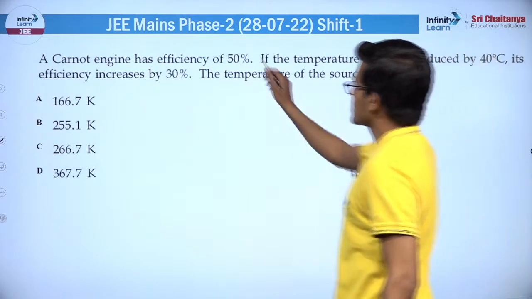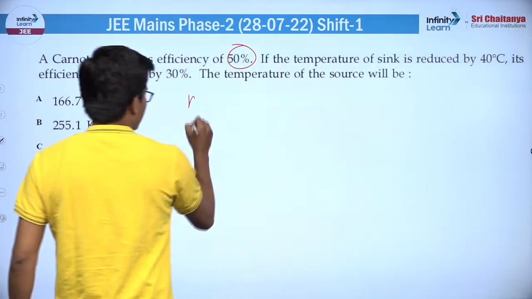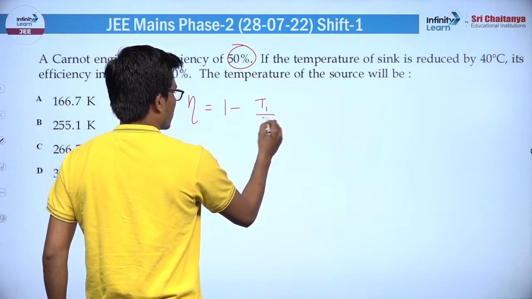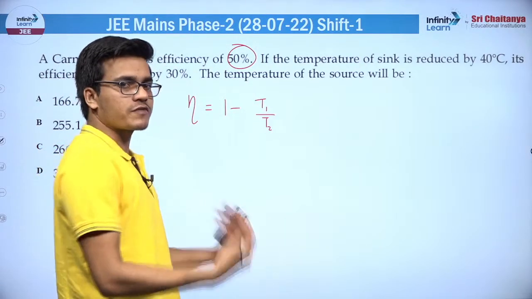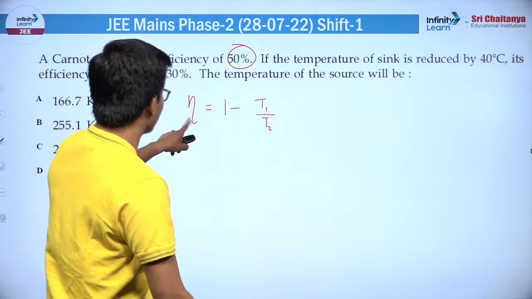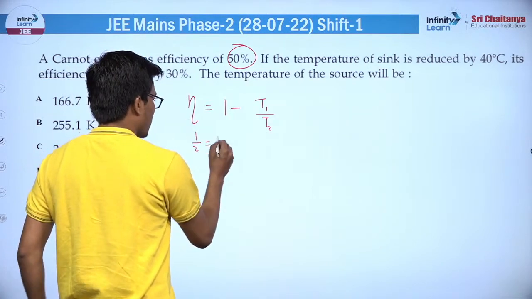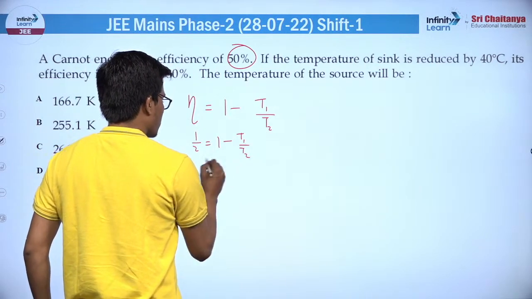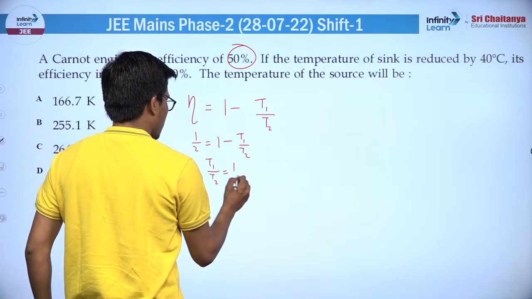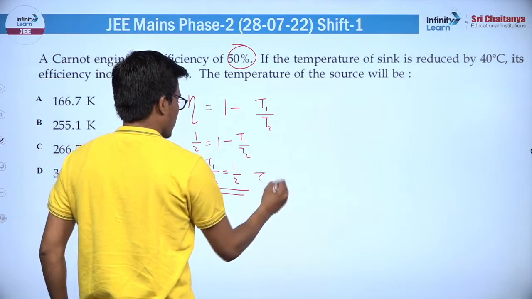A Carnot engine has efficiency 50%, right? So efficiency is given by 1 minus T1 upon T2, where T1 is the temperature of the sink and T2 is the temperature of the source. So if it is 50%, meaning half, it equals 1 minus T1 by T2. So I can say T1 by T2 is equal to half. This is my first equation.